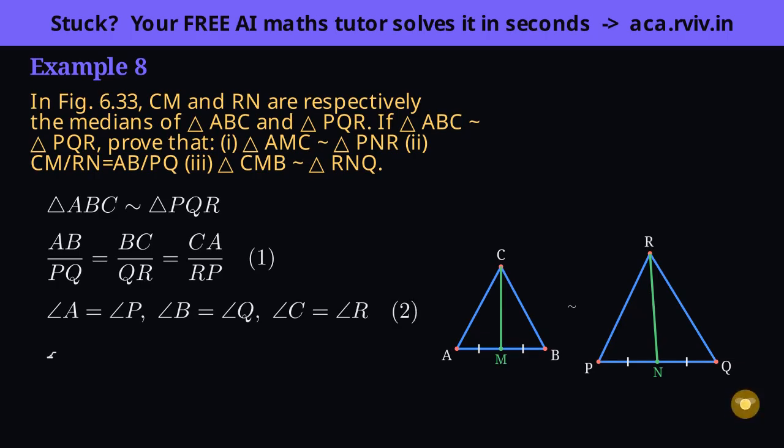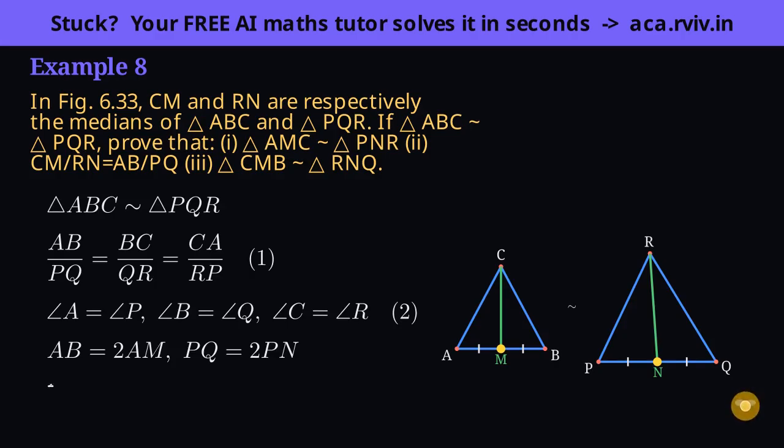Here's the key fact about medians. CM is the median to AB, so by definition M is the midpoint of AB, meaning AB is exactly twice AM. Likewise PQ is twice PN. Look at M and N sitting dead center on the bases in our figure. This is the halving that unlocks everything.